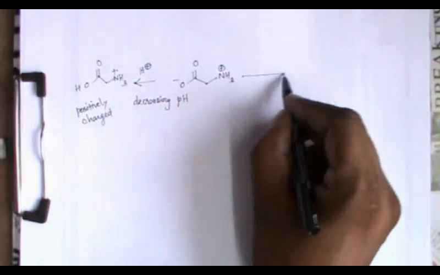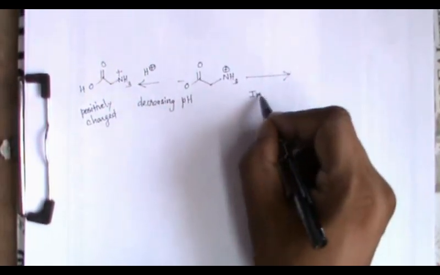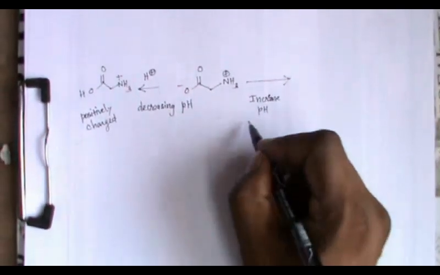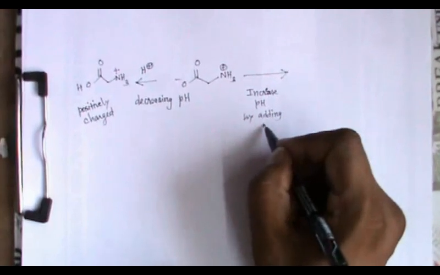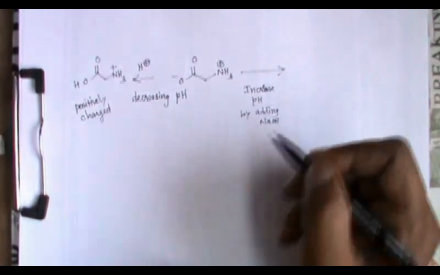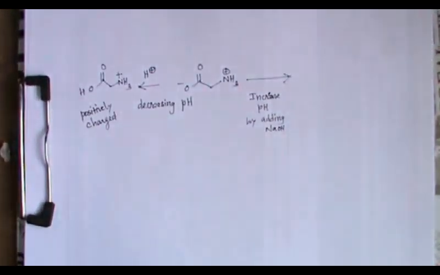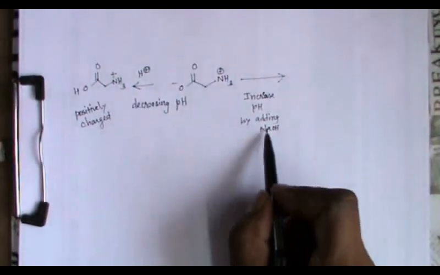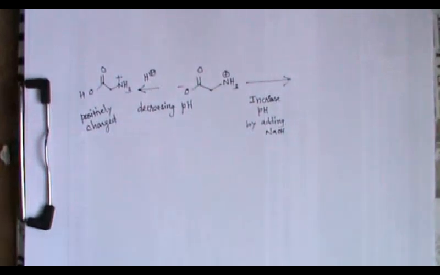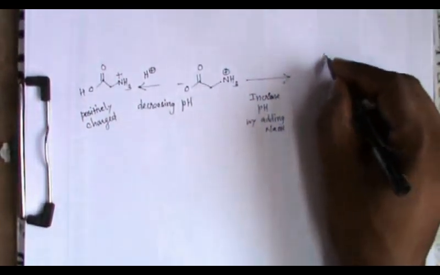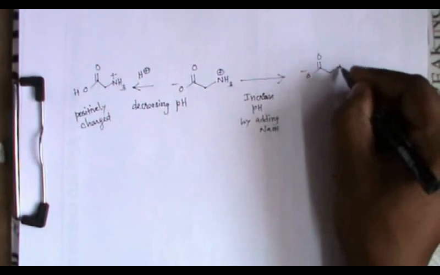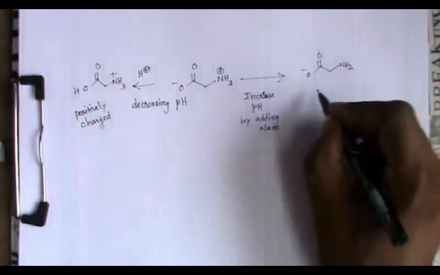Suppose I increase the pH by adding a base, say sodium hydroxide. The base will abstract this hydrogen. In ammonium chloride, the hydrogen is slightly acidic. So the base may abstract this proton at a particular pH. After that, we may get this one. This is negatively charged.